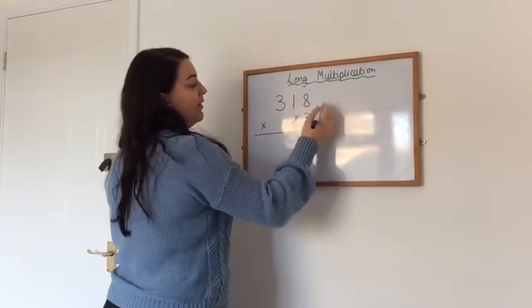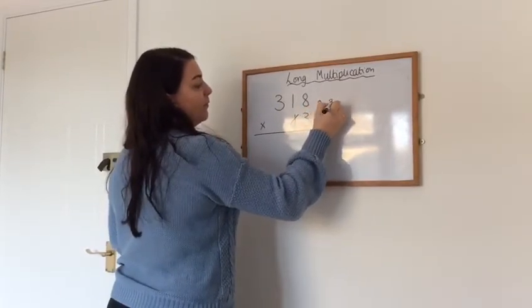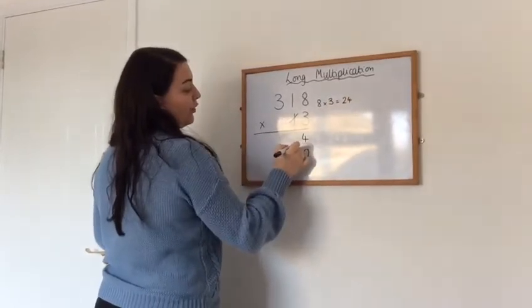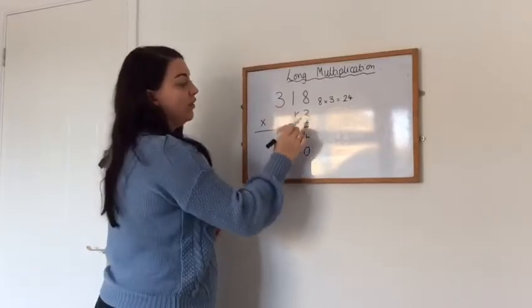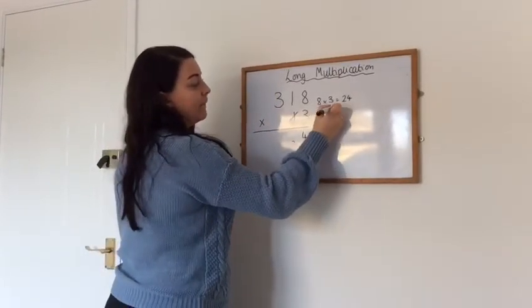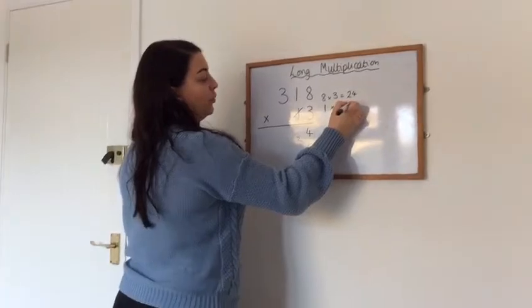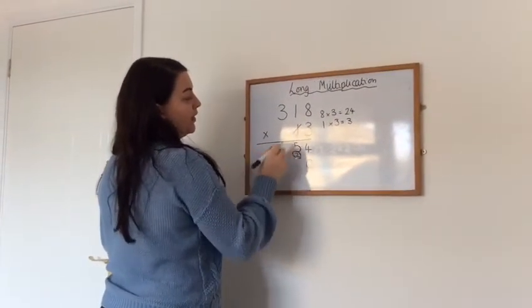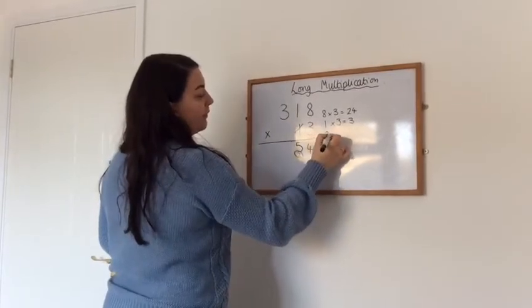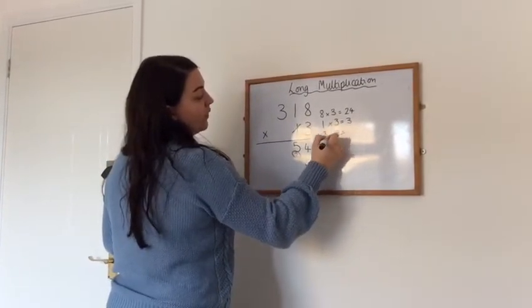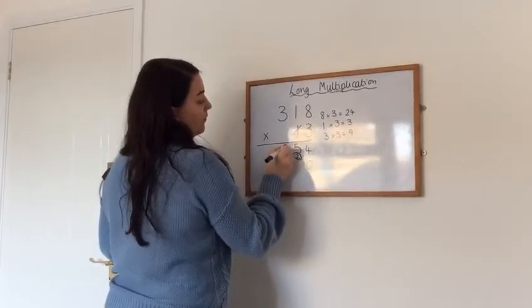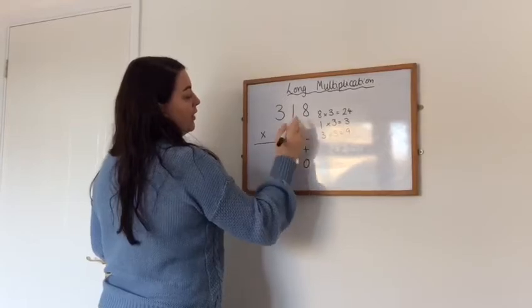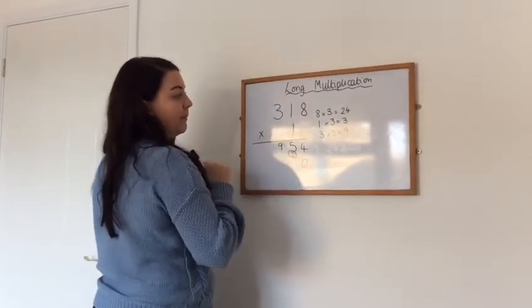8 times by 3 is 24. So put your 4 in, carry over your 2. Next we need to do 1 times by 3, which equals 3. Add your carry over 2, which makes 5. And then 3 times 3, which equals 9. We've now completely finished with number 3, so we'll cross that one out and bring our 1 back into it.